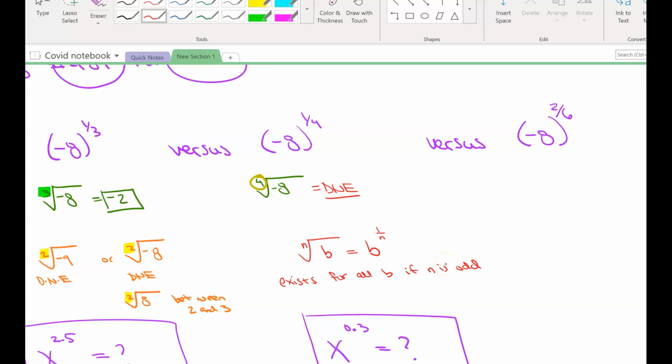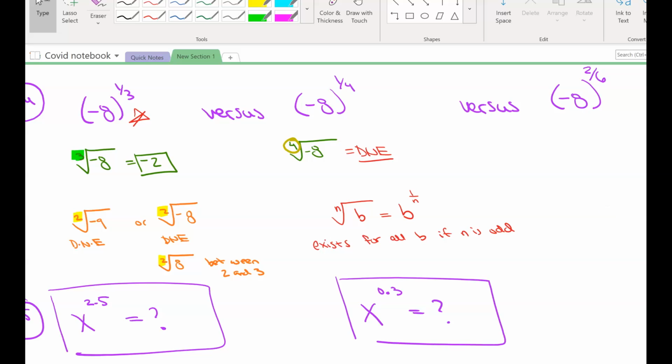What we're saying is here, b could be a negative number, b could be a positive number, b could equal 0. All of those numbers, a negative, a positive, or 0, will have an odd root. This is an example right here, right? An odd root of a negative number exists. An odd root of a positive number exists, okay? But here's the thing too, okay?